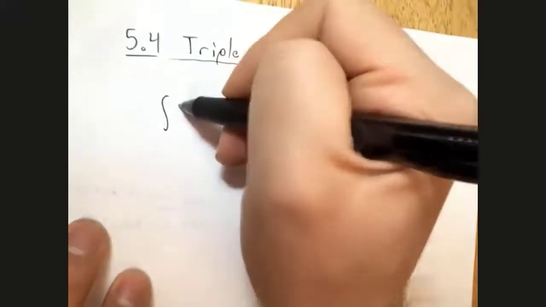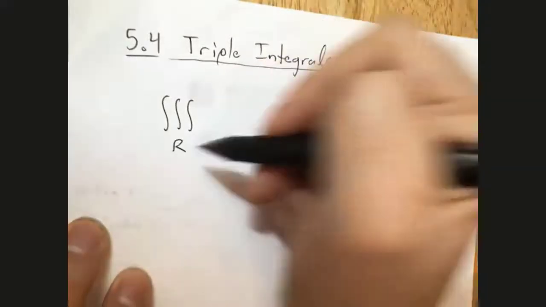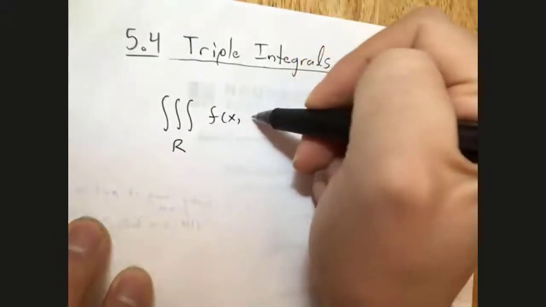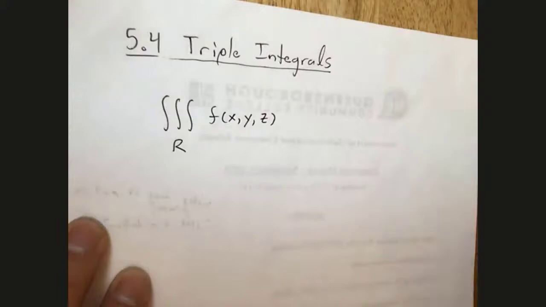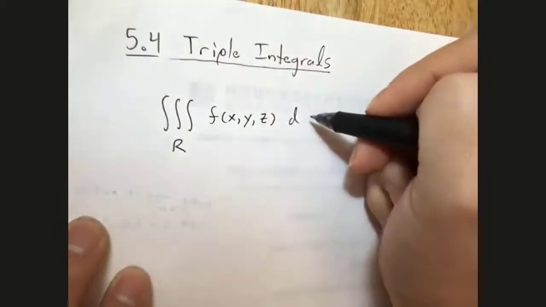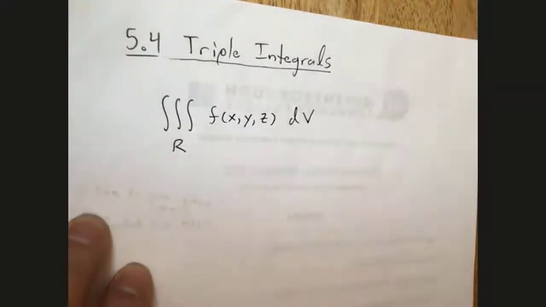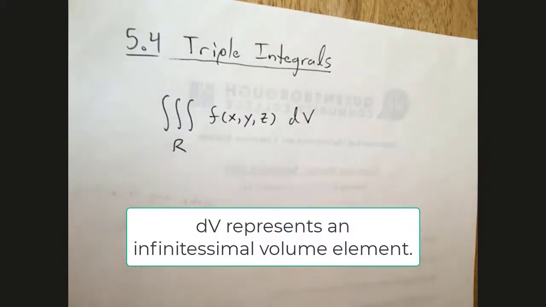A triple integral is, of course, going to have three integral signs. We're going to have some region that we're integrating over. The function is going to be a function of x, y, and z. And instead of putting a dA here, I'm going to put a dV. dA represented a small little piece of area. dV represents a small little piece of volume.